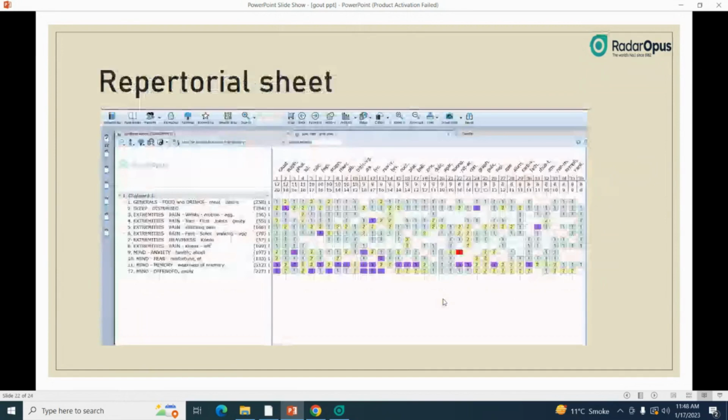So this was all about my case. This is my repertorial sheet. So this was all about the gout, and how we can repertorize the case with the help of the Synthesis software from my part.